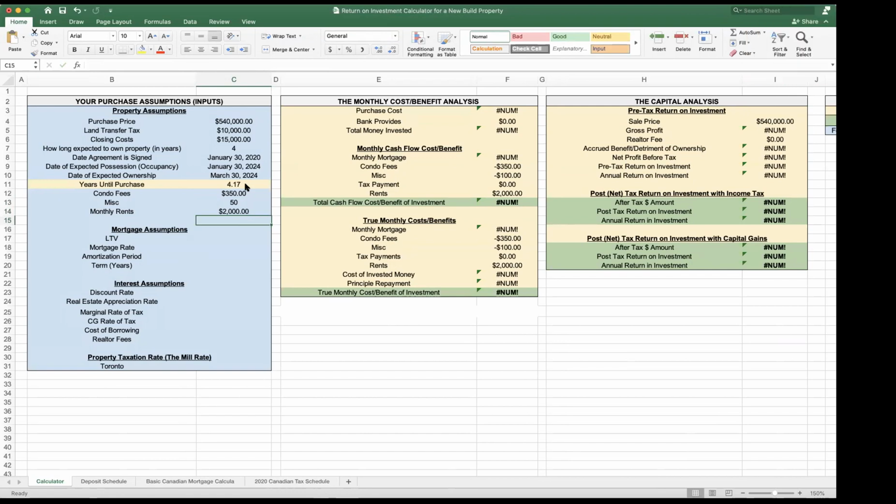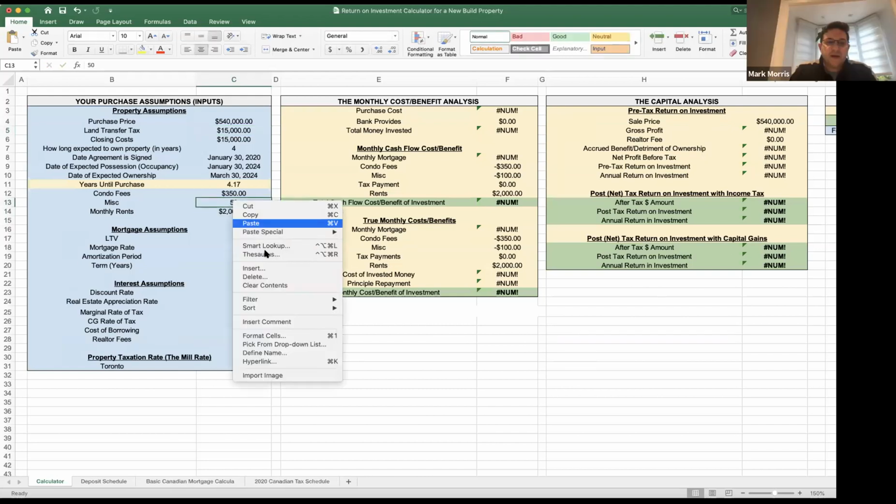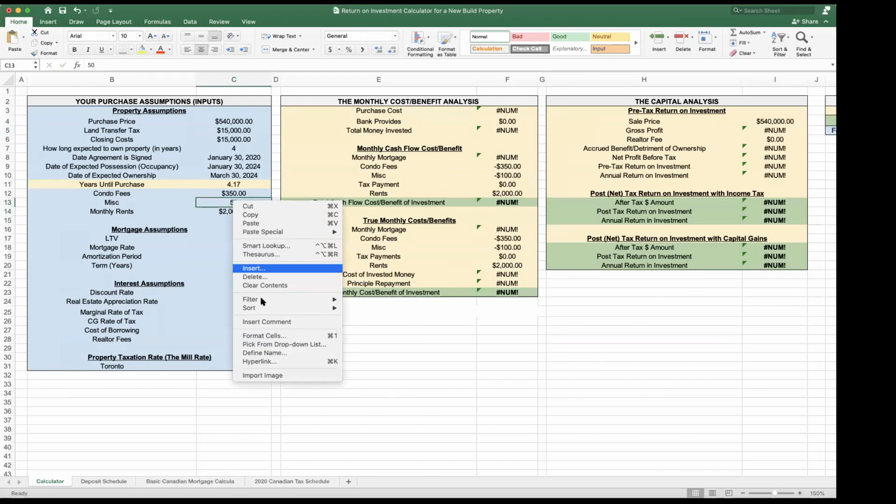Yeah, I mean, so far it's pretty reasonable. Maybe land transfer tax you could put to, say, 15,000, 20,000 from 10,000. Yeah, okay, fine. Unless you're a first-time buyer. Doesn't matter. So that's fine. Yeah, it looks good. Okay.